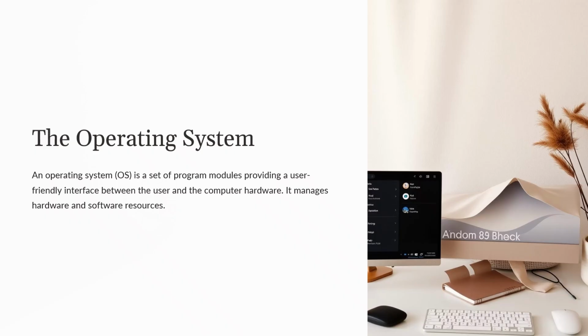Then the next term is, what is an operating system? An operating system is a set of program modules which provides a friendly interface between the user and the computer hardware. The operating system manages the hardware and software resources. Without the operating system, we can't do anything in our computer system.